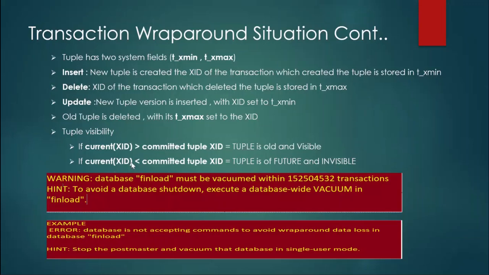If your transaction ID is greater than the committed tuple transaction ID, then the tuple is marked as old, and it is visible. Based on this formula, it will identify whether your transaction ID is less than or greater than your committed transaction ID, and based on that, it identifies whether the tuple is visible or not visible.